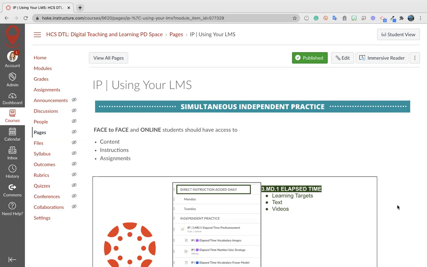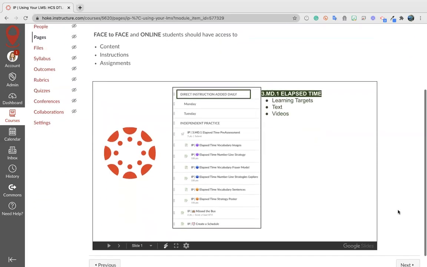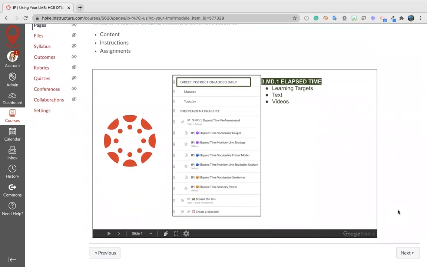So let's talk a little bit about how this would be laid out in Canvas, right? So this would be your module, right? It's a screenshot of your module, and you see that you can add, so what's highlighted in green, that's a text header. I'll show you guys that in a moment. So this is where I can add my direct instruction.